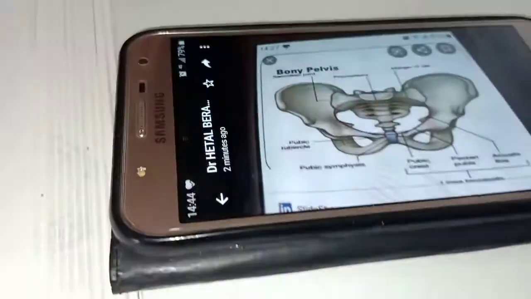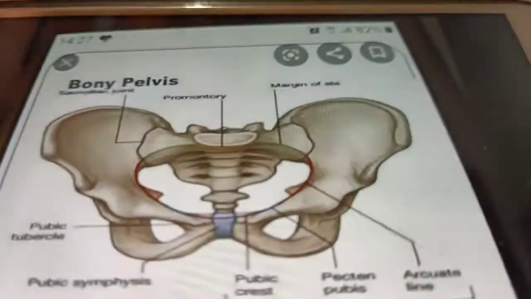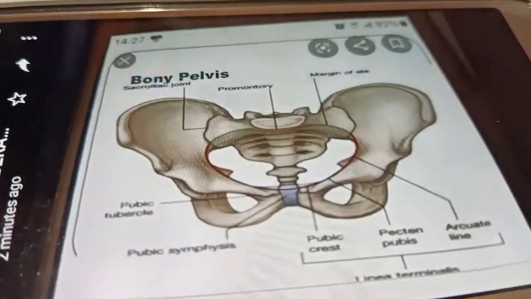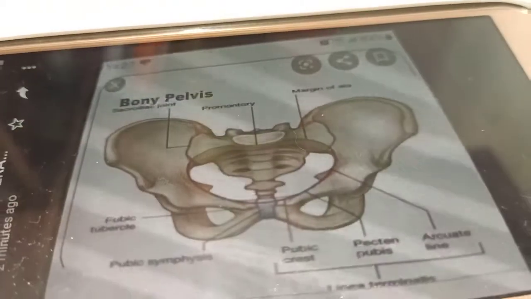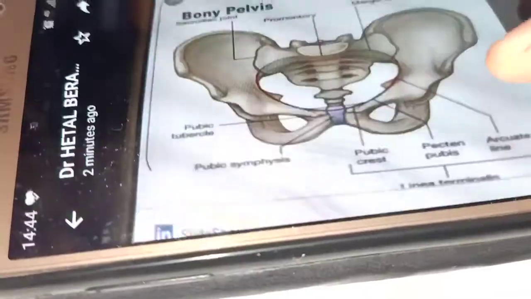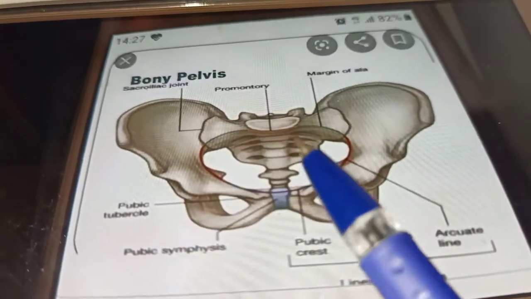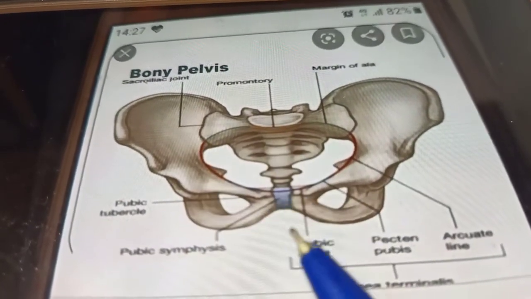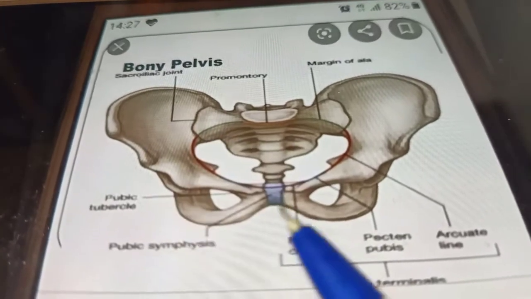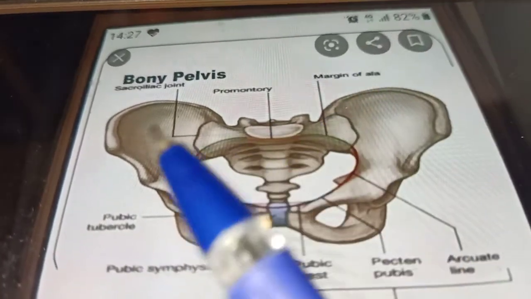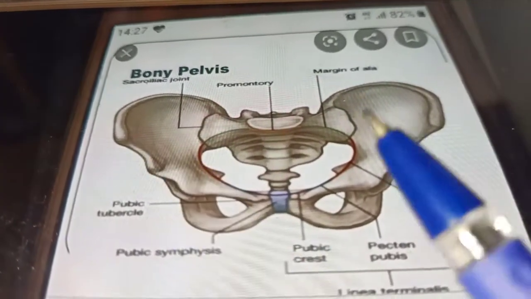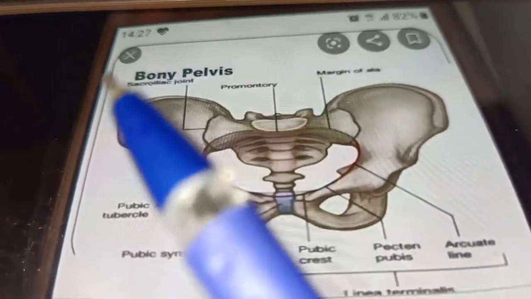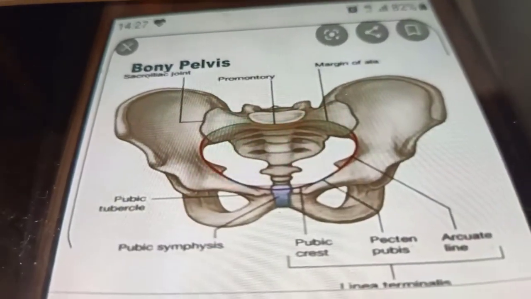Okay, so this is the diagram, the pelvis. This contains the sacrum, the coccyx and the hip bones. So this is the bony pelvis: sacrum, coccyx and the hip bones. The individual bones you must have studied in the lower limb. Now I am taking the entire bony pelvis, that is the pelvic girdle.